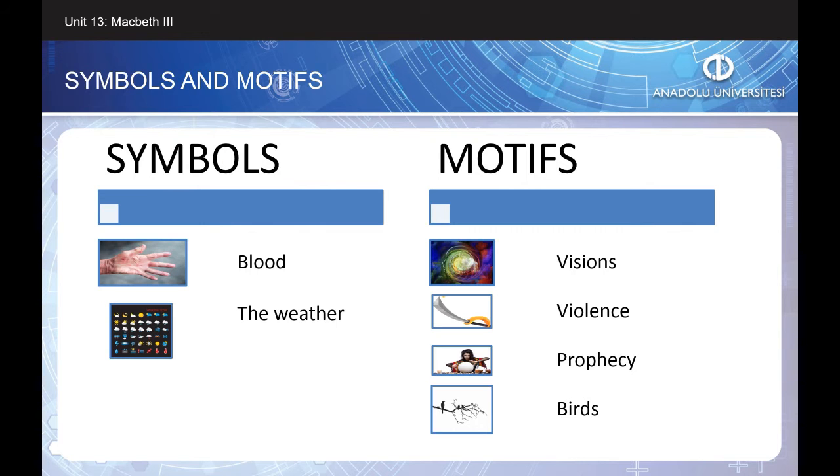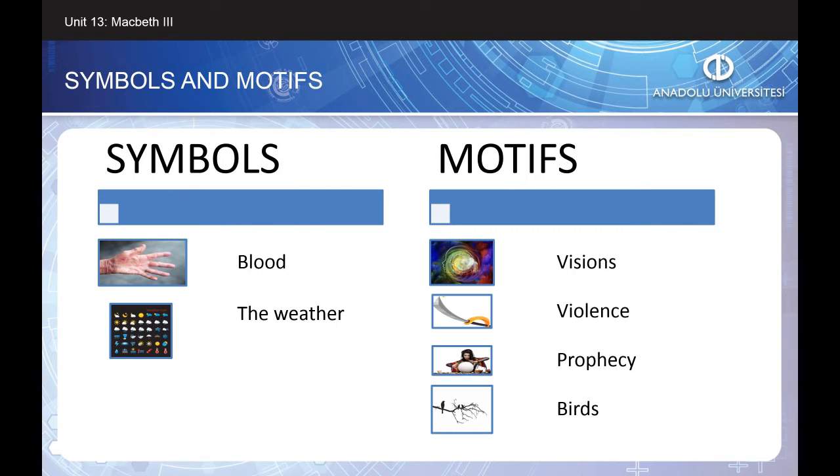The next symbol is the weather. Especially when Duncan is murdered, the world changes and nature responds to the unrightful murder of the king. So the changes in weather signify that human life is so turbulent that it is also reflected in the weather. And we have some motifs.